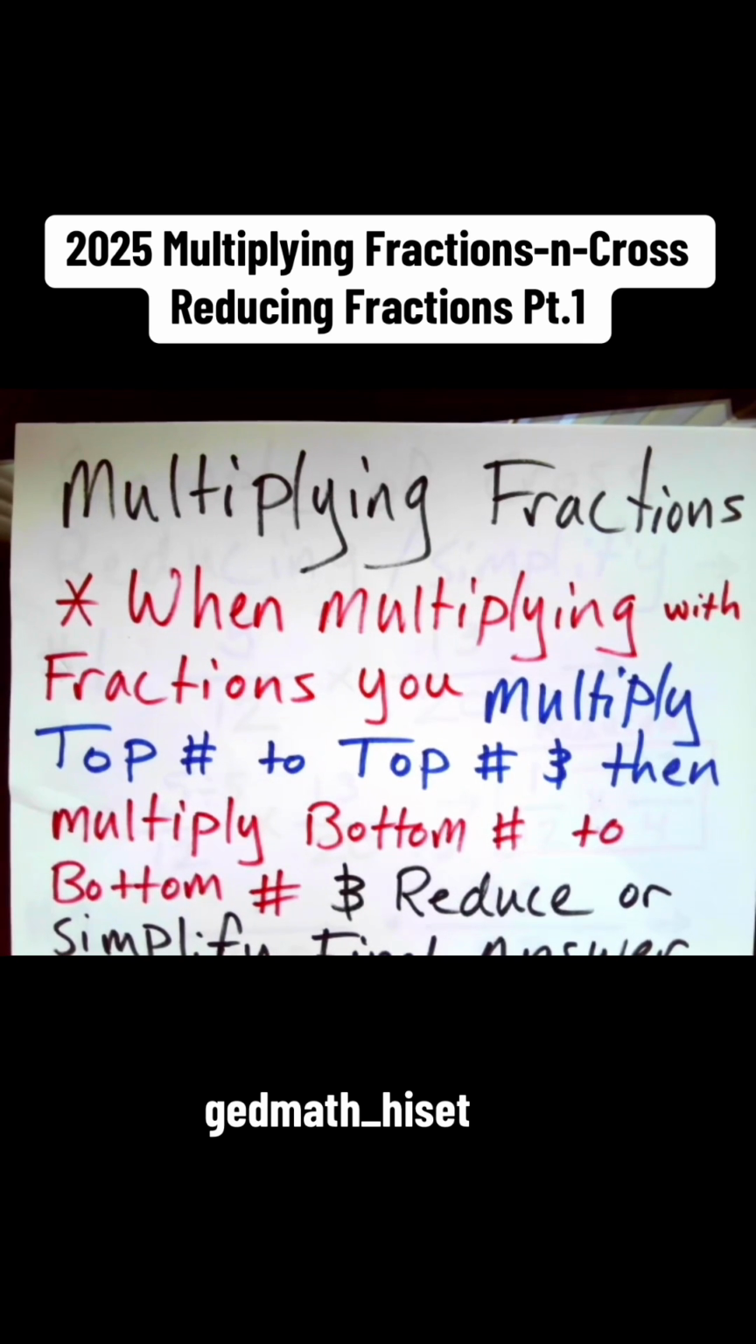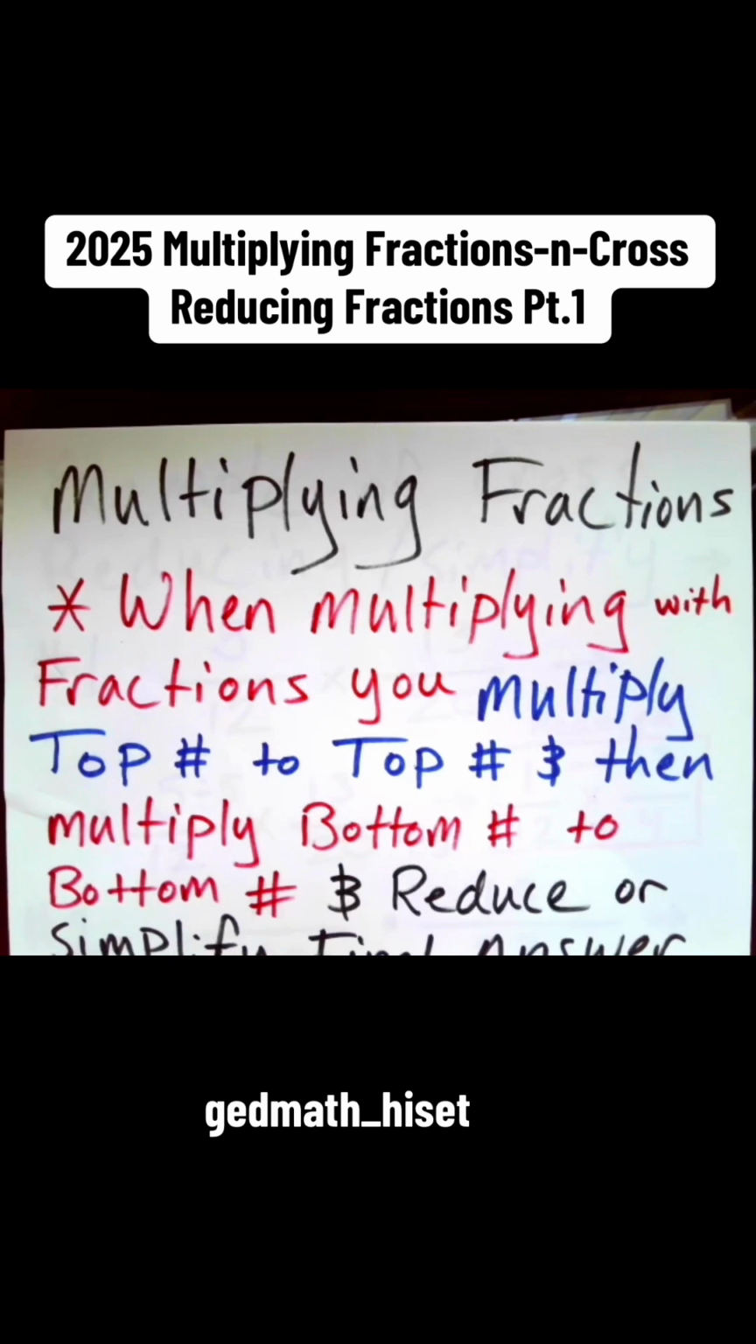Today I'd like to talk about, in this video, multiplying fractions. This is going to be a two-part video. First part is going over some simple rules you need to follow, and then the next video will be showing you how to convert a mixed number into an improper fraction so you can follow the multiplication rules. So let's get started. Multiplying fractions.